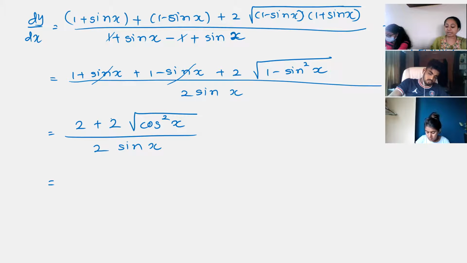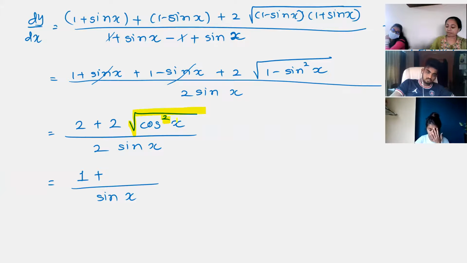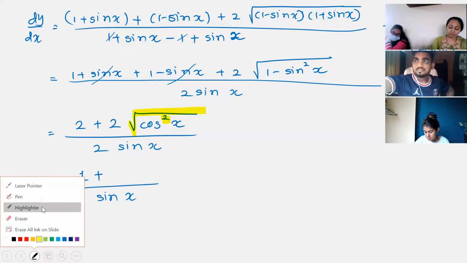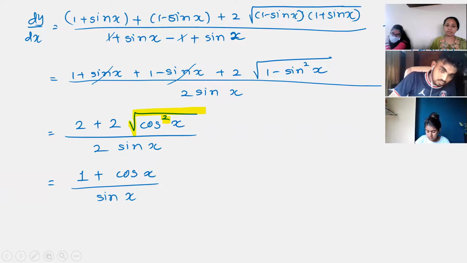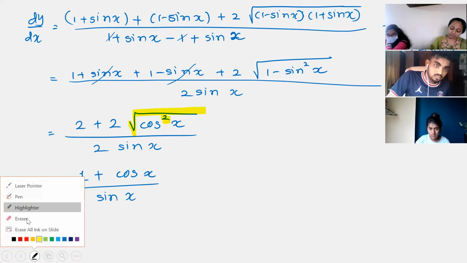We can cancel 2 from the numerator. 2 can be taken common in the numerator and cancelled with the denominator. So it's like 1 plus, and denominator sin x. Cos square x and square root get cancelled. Only cos x will remain, because half power and 2 power are multiplied, 2 got cancelled and only 1 power. That means cos x.